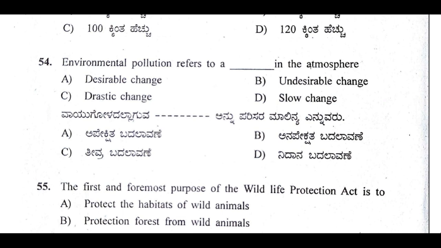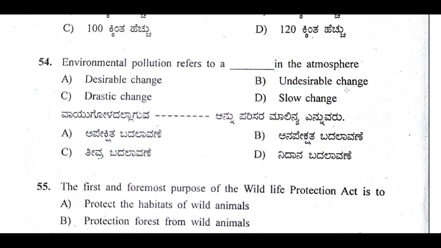The major types of environmental pollution are air pollution, water pollution, noise pollution, thermal pollution, soil pollution, and light pollution. So these are undesirable changes in the atmosphere. So therefore environmental pollution refers to undesirable changes in the atmosphere. Option B is the right answer.